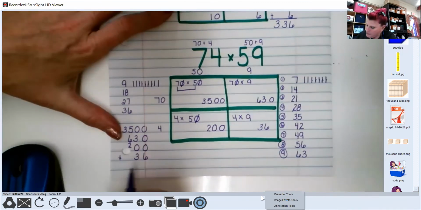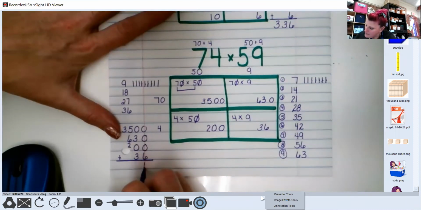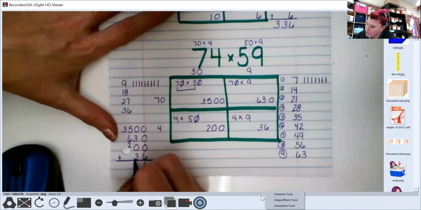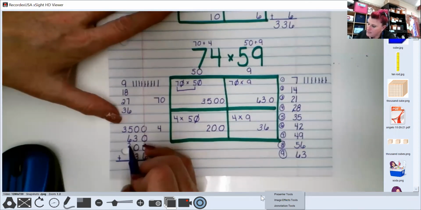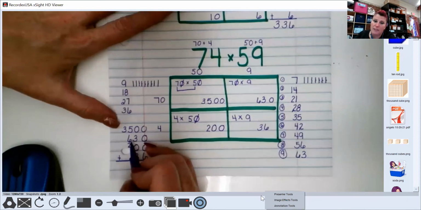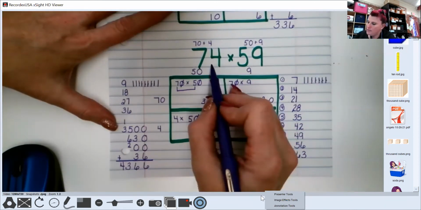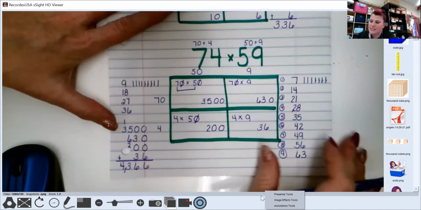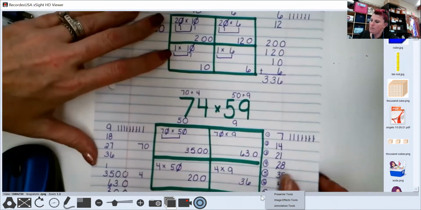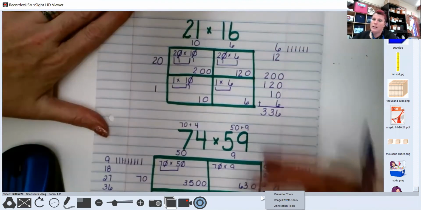Now I'm adding all my pieces together. 0 plus 0 plus 6 is 6. 0, 3, 0, 3, that is 6 because 3 plus 3 is 6. 5, 6, and 2. 5 and 6 is 11 plus 2 is 13. So I have to regroup my 1. And 1 plus 3 is 4. So 74 times 59 is 4,366.